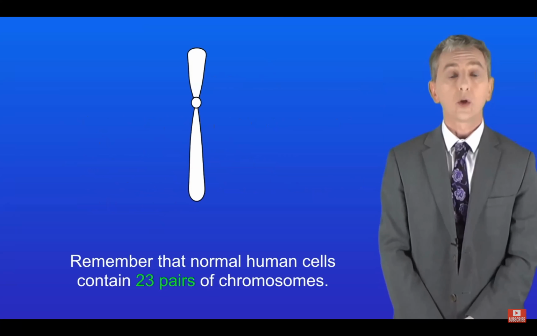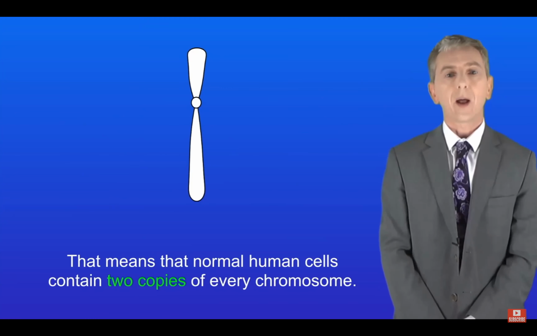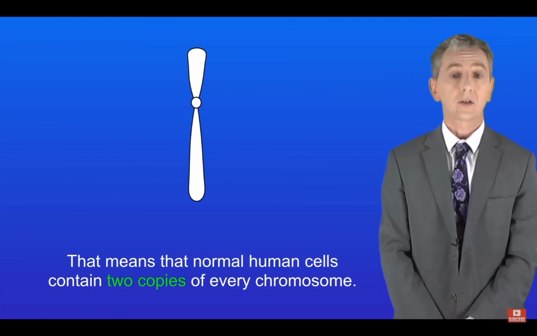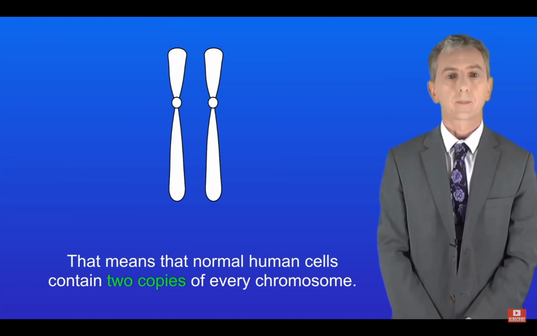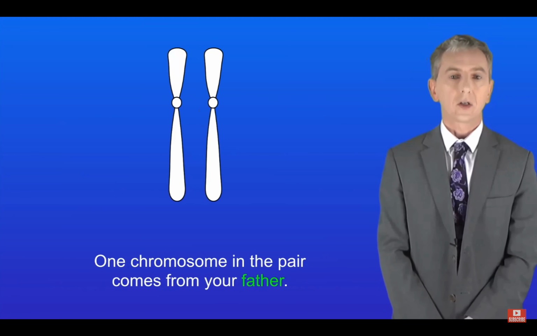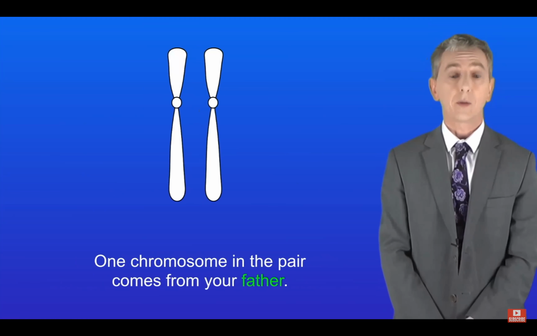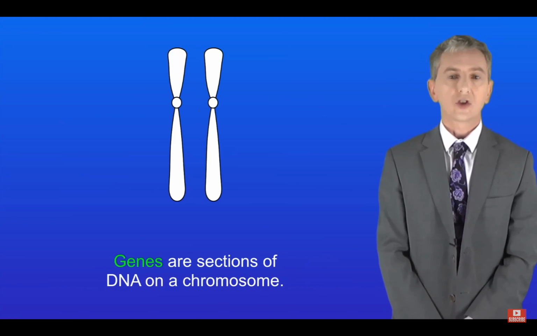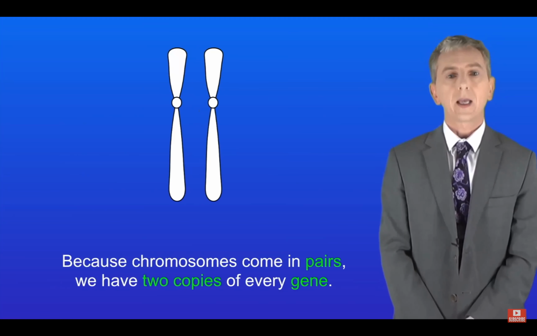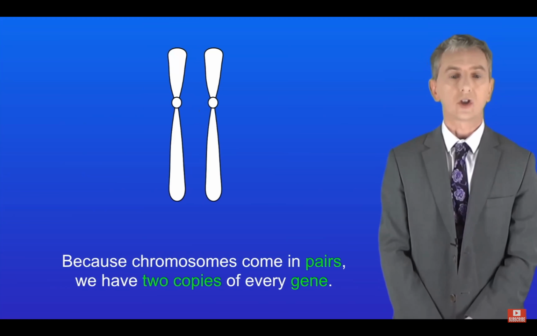Remember that normal human cells contain 23 pairs of chromosomes. So that means that normal human cells contain 2 copies of every chromosome. And I'm showing you that here. Now a key fact that you need to learn is that one chromosome in the pair comes from your father, and the other chromosome comes from your mother. We also saw that genes are sections of DNA on a chromosome. And again, because chromosomes come in pairs, we've got 2 copies of every gene.